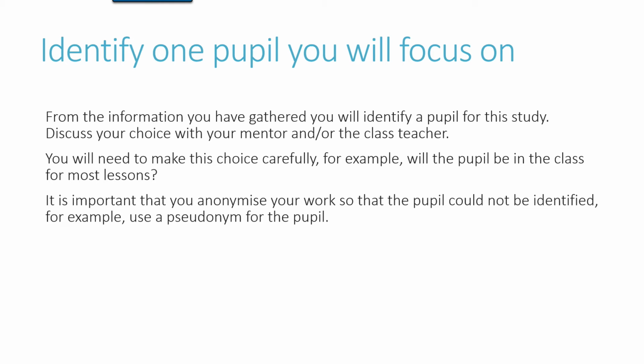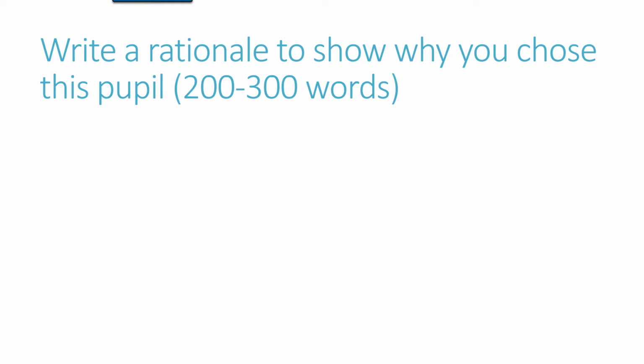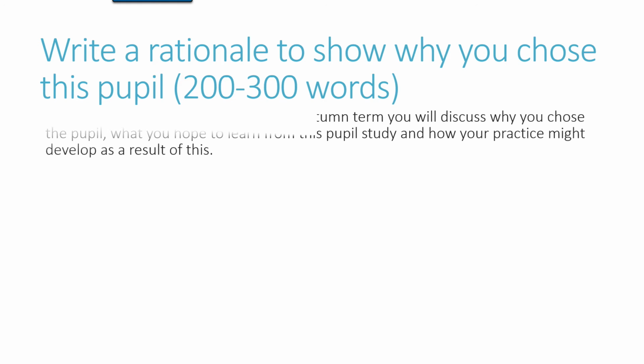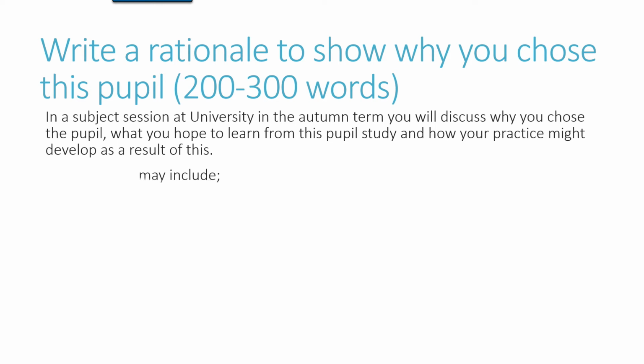So ethical standards must be met with this investigation, and you must not use their name, and possibly anonymize the school and the class and the teacher so that nothing is going to get out. You need to be ethical and moral about this. Write a rationale to show why you chose this pupil, 200 to 300 words. In the subject session at university in the autumn term, you will discuss why you chose a pupil and what you hope to learn from this pupil study and how your practice might develop as a result of this.